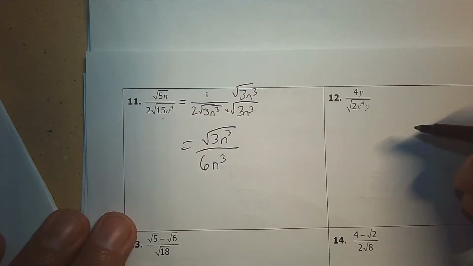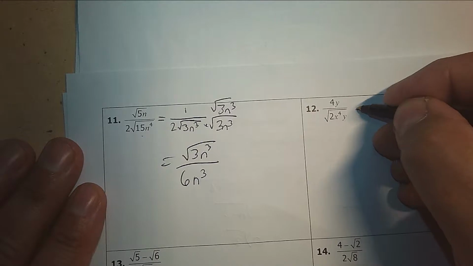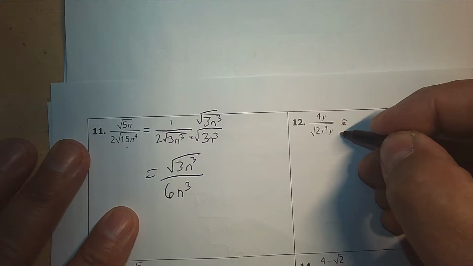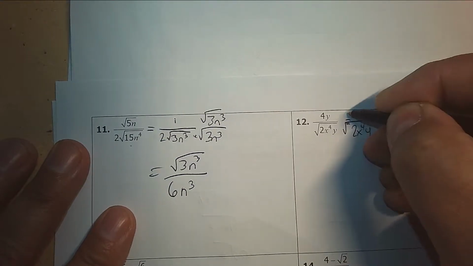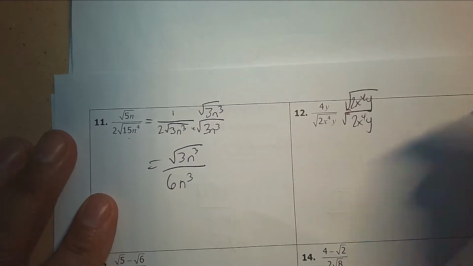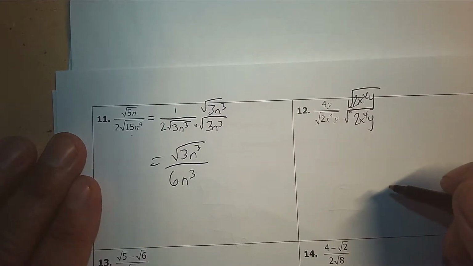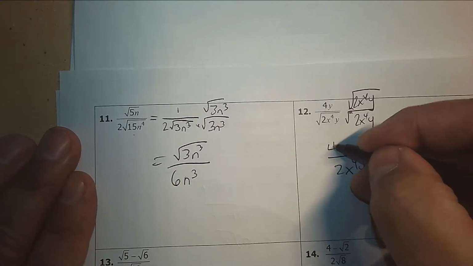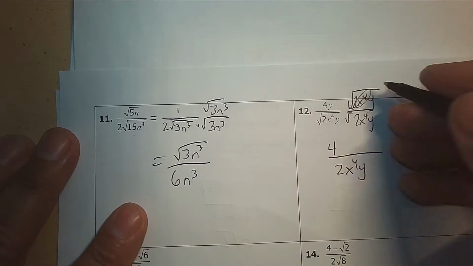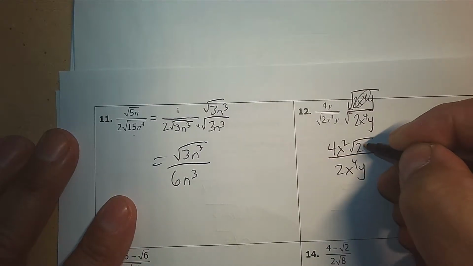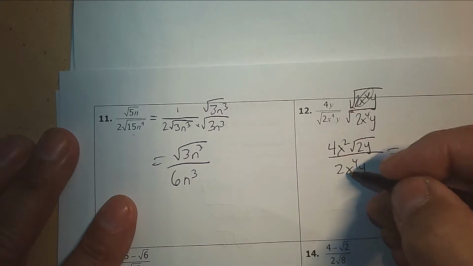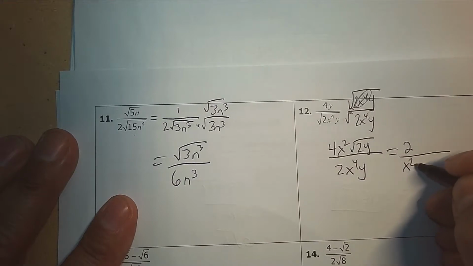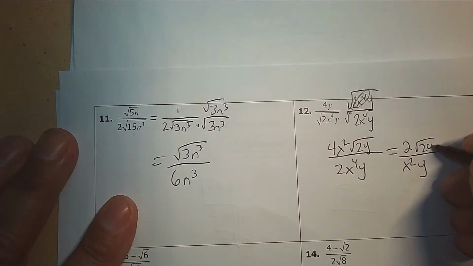Number 12. This is all under the square root sign. So I'm going to multiply top and bottom by 2x to the 4th y, square root of that. Now the denominator is going to be 2x to the 4th y. The numerator, I have a 4. X to the 4th, the square root of that is x squared, and what's left over is 2 square root of 2y. Recognize 2 goes into 4 twice. The x squared makes the x to the 4th and x squared. Still have a y and still have a square root 2y.